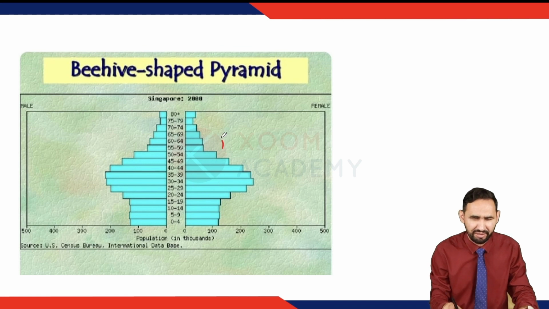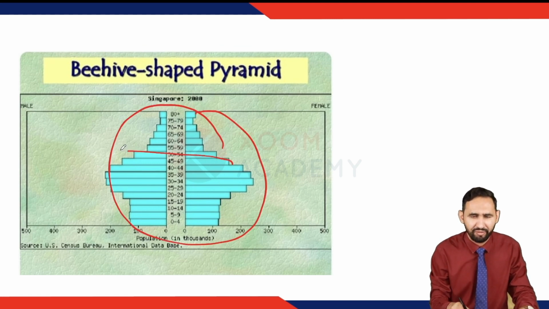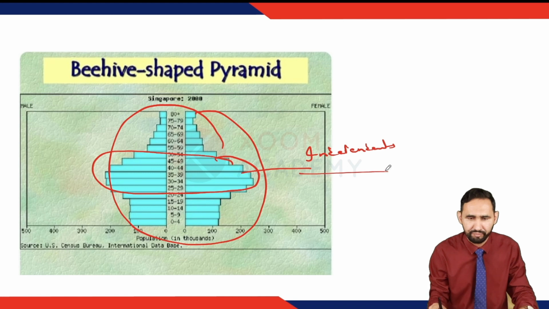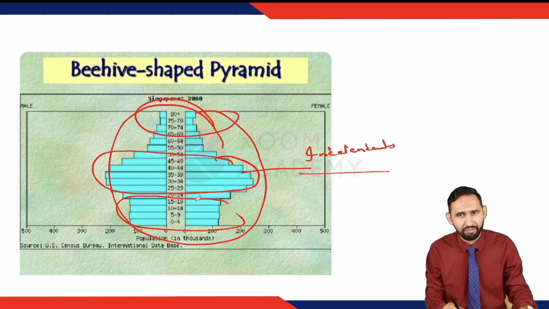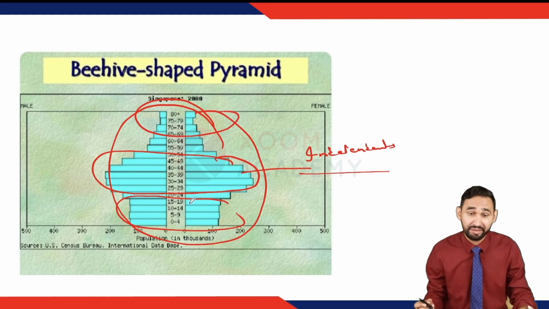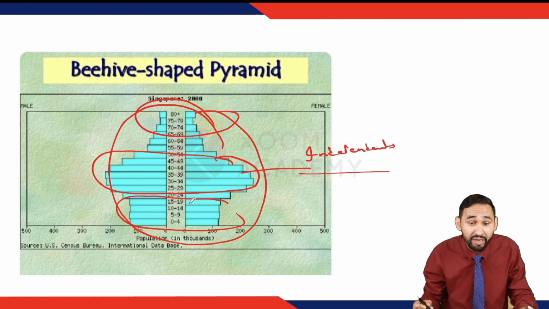Beehive pyramid. Usually the pyramid of Singapore is beehive. The working population is greater, our independents are greater, births are less, and the older age population is less. So Singapore has a lesser dependency ratio because they have more working power, more manpower who can work, who can generate money.